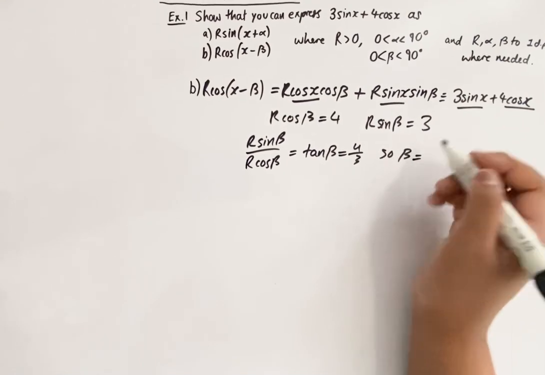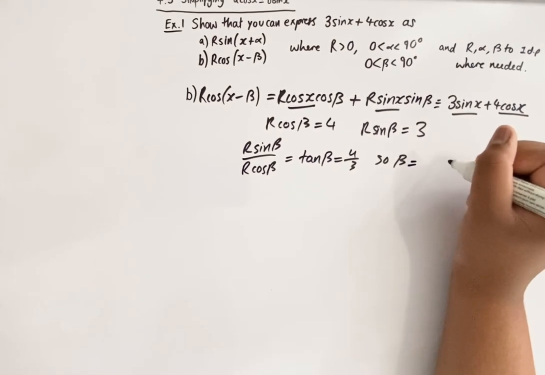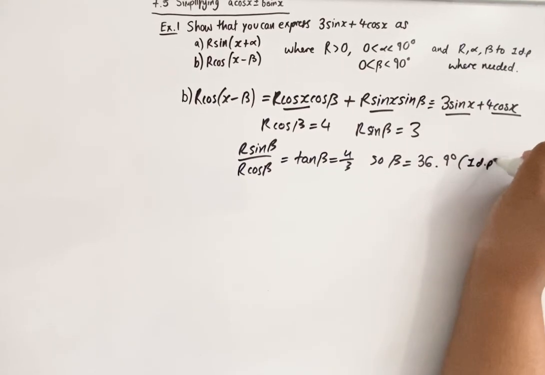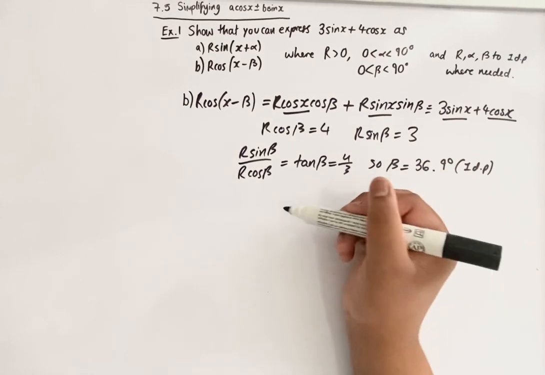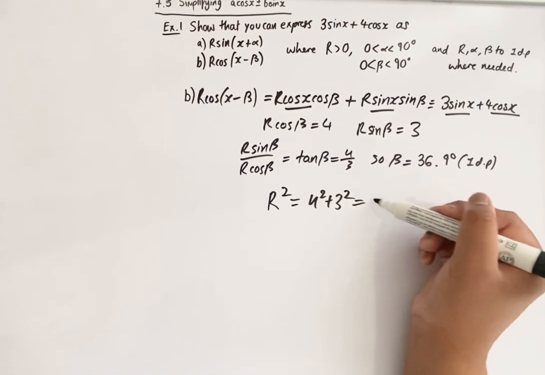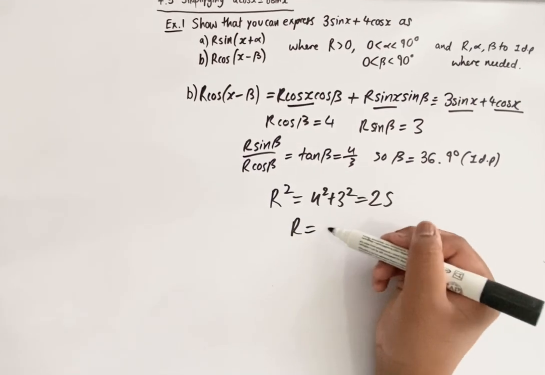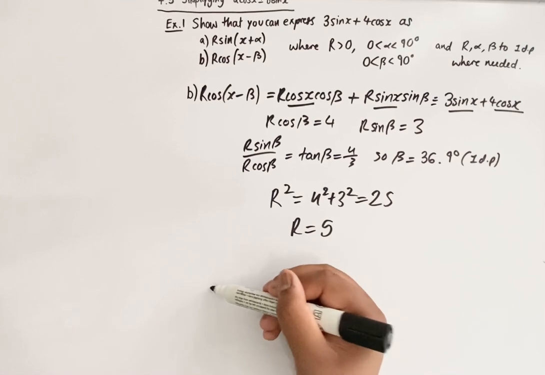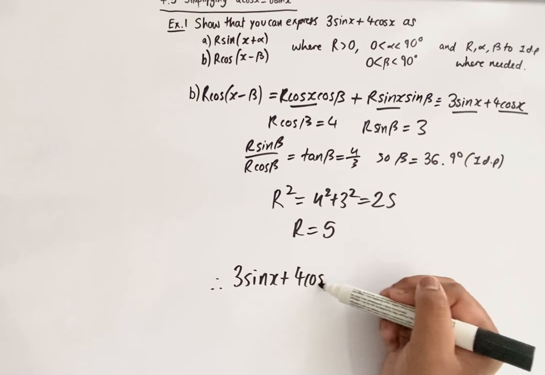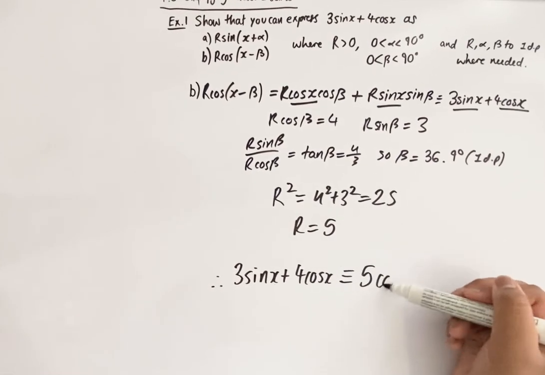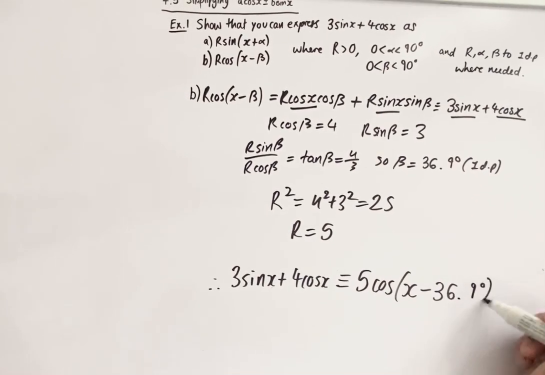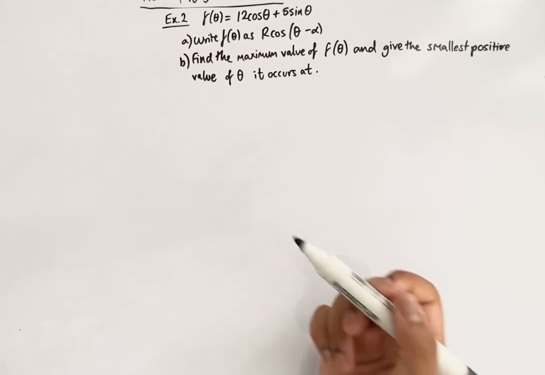So beta is equal to 36.9 degrees to 1 dp. And then squaring both and adding them again, we get r squared is equal to 4 squared plus 3 squared, which is 25 again. And so r is equal to 5. And so therefore, 3 sine x plus 4 cos x can be rewritten as 5 cos of x minus 36.9 degrees. Let's do another example.